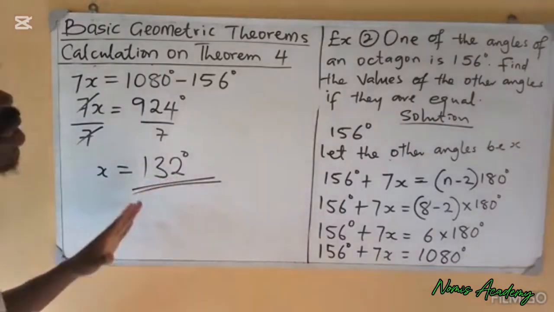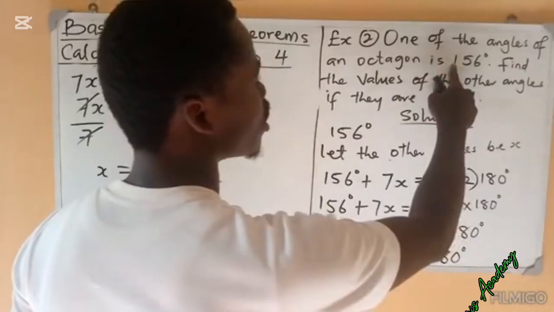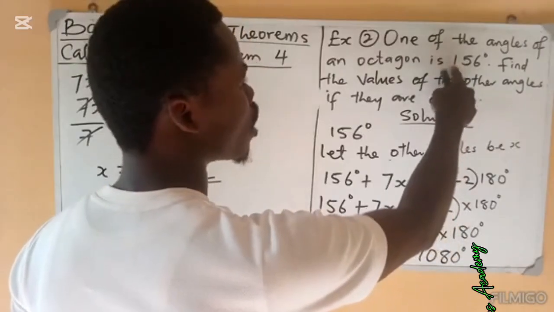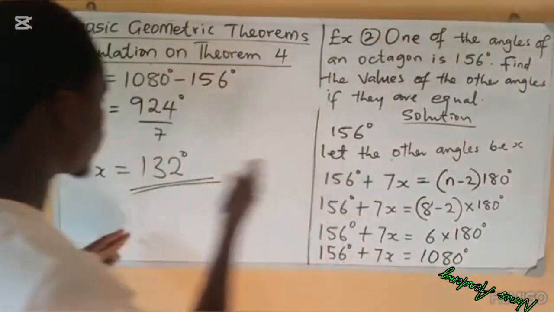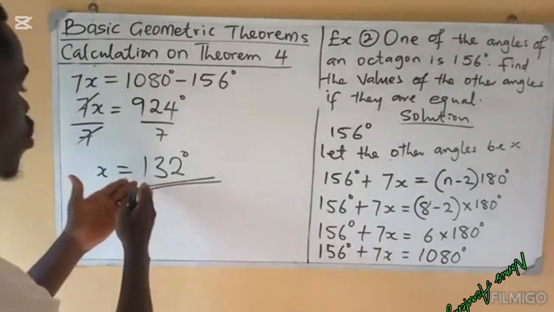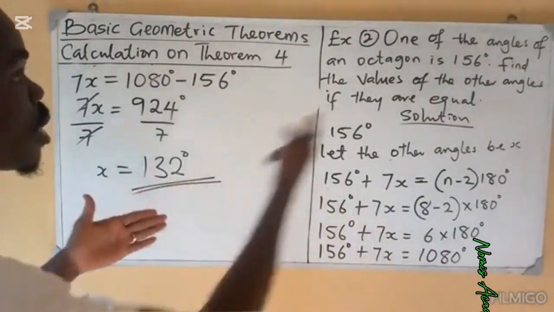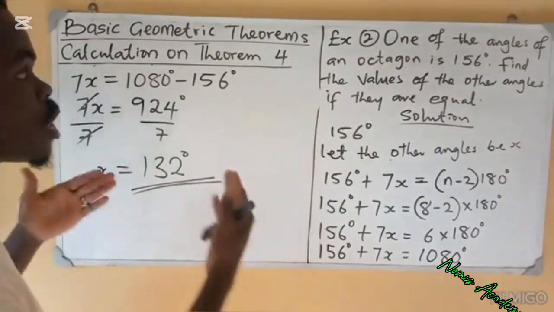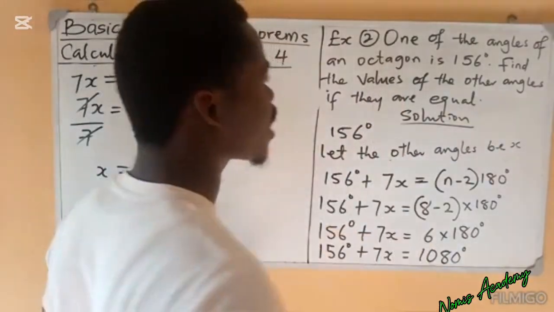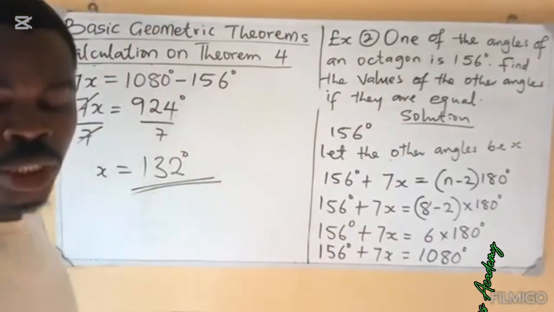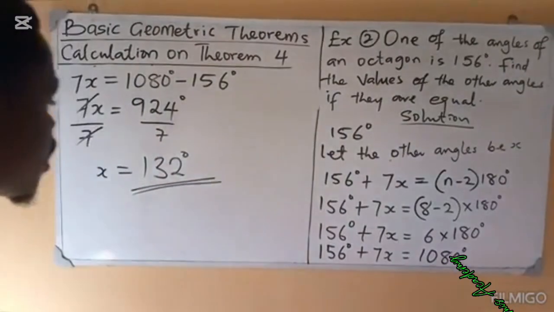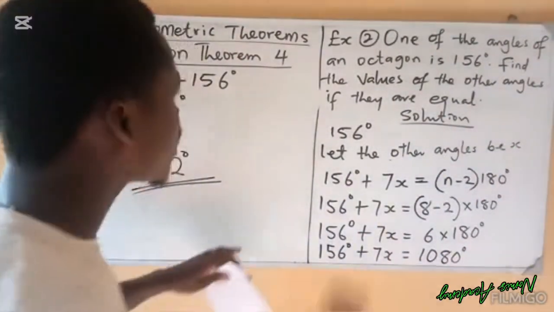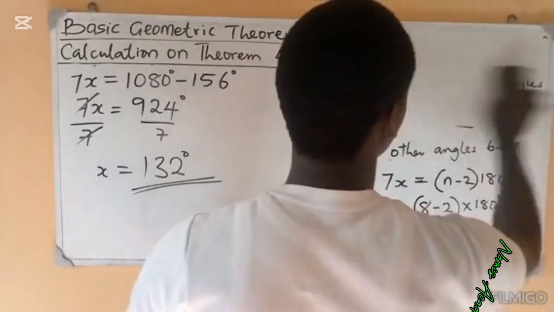So you can see that the other angle given to us was 156, while the rest of the angles are 132. So they are different angles. It shows that the octagon is an irregular polygon. So let's pick the last example.